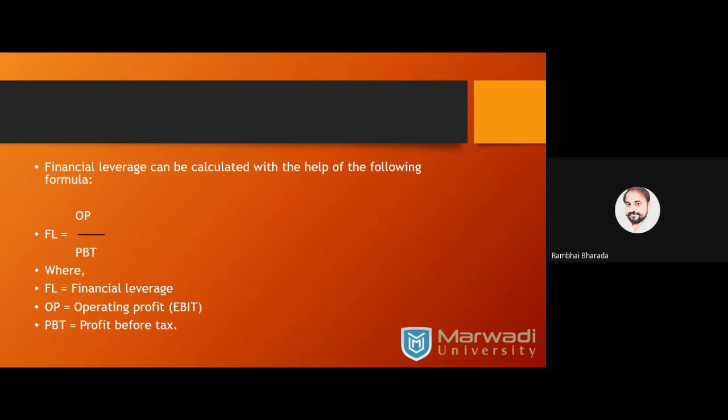And how to find PBT? EBIT minus I. Simple, okay? OP means PBIT, EBIT or PBIT, profit before interest and tax, or earning before interest and tax. So if we deduct the interest from EBIT, we will get the PBT.